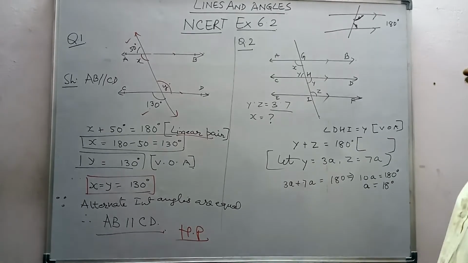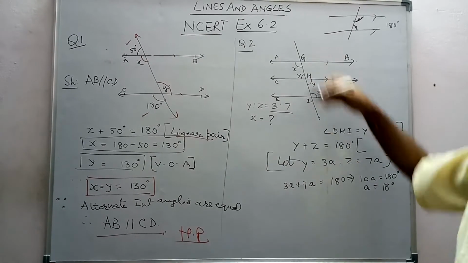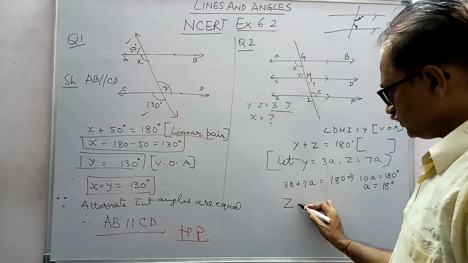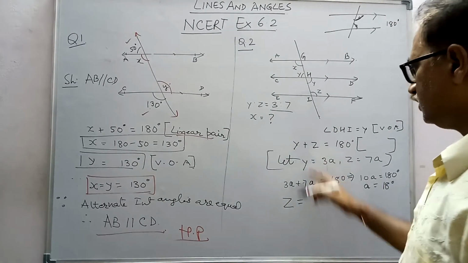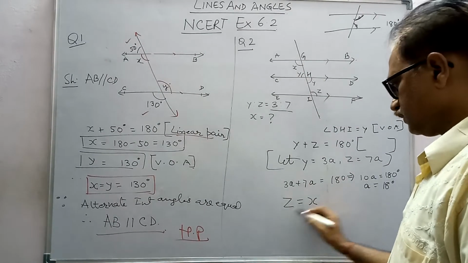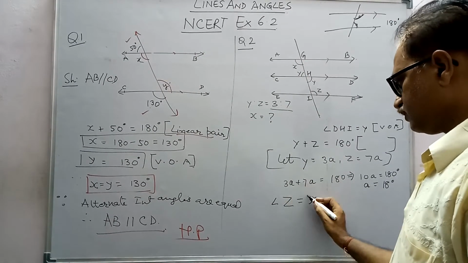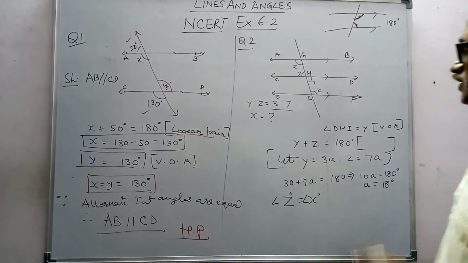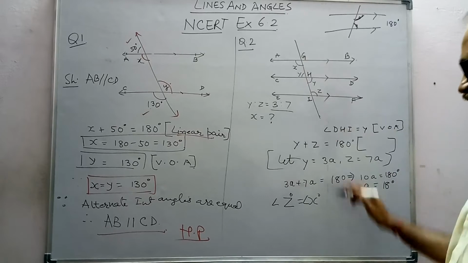Now the value of a is given as 18 degrees. You have to find out the value of x. So angle z is equal to what? Angle z is equal to angle x. Why? Because these are alternate interior angles.